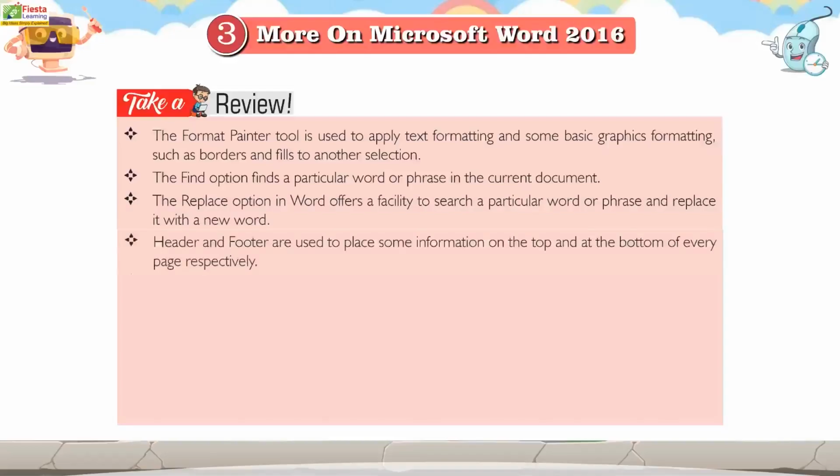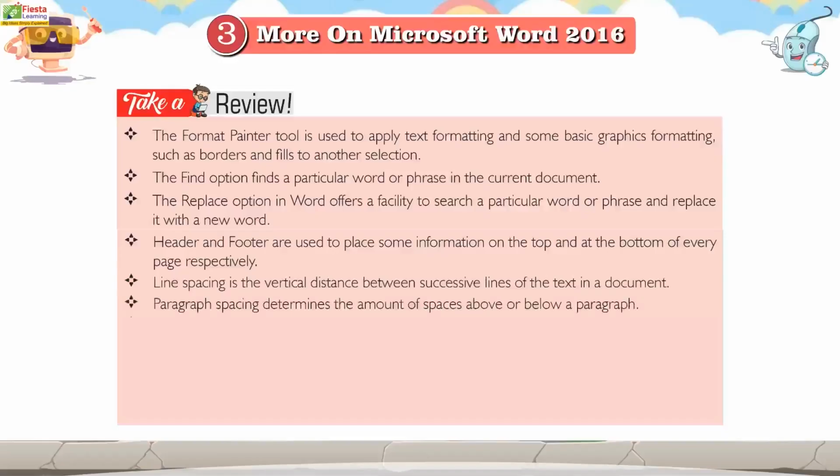Header and footer are used to place some information on the top and at the bottom of every page respectively. Line spacing is the vertical distance between successive lines of the text in a document. Paragraph spacing determines the amount of space above or below a paragraph. By default, tab stops are set at every 0.5 inch.